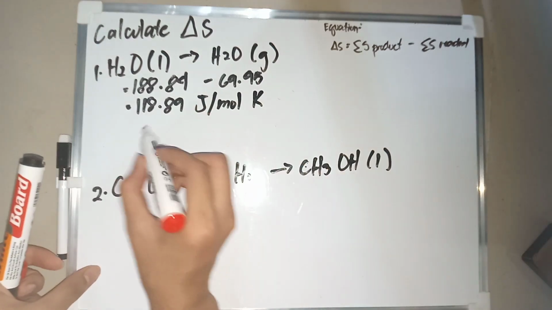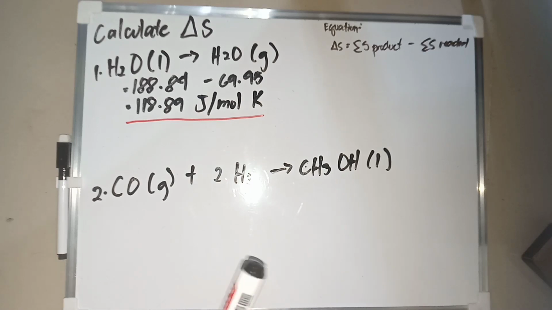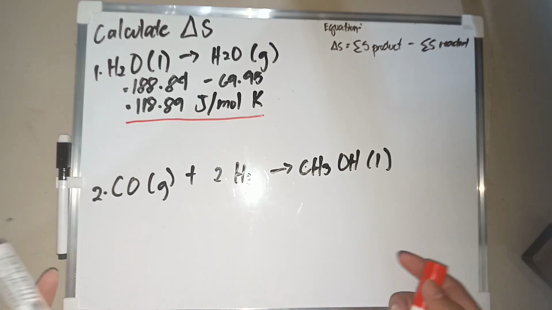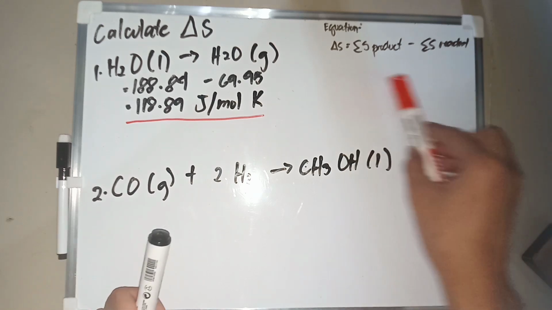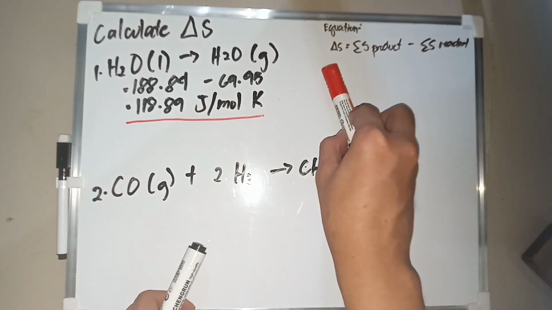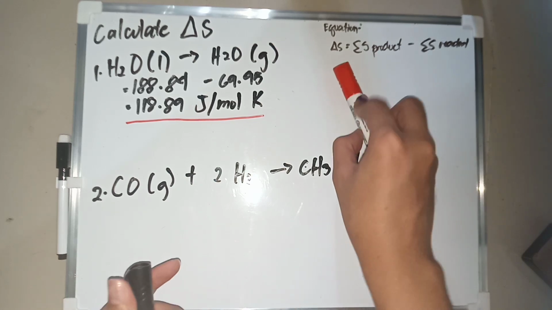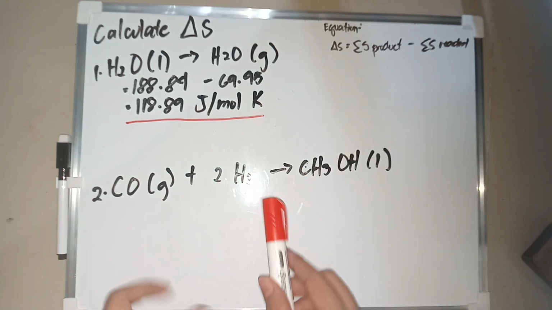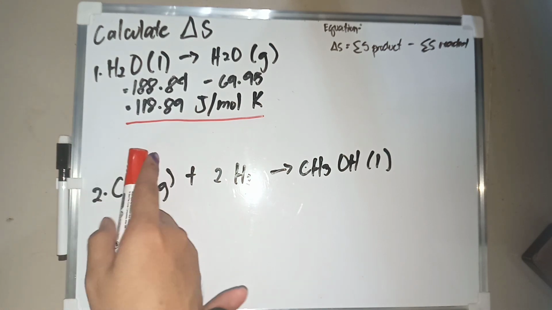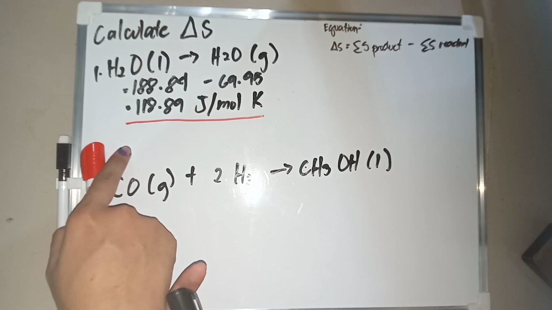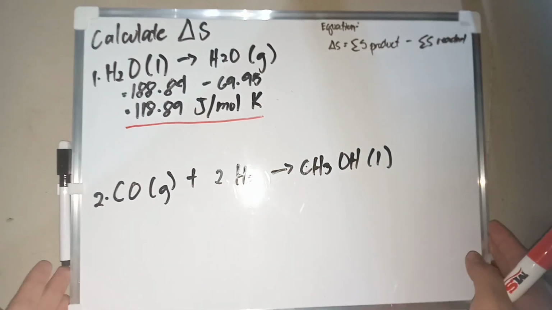This is our sign. So pretty easy. You just get the value on the chart and you use this equation to get the change in entropy. As you can notice, we got a positive, meaning there is an increase in entropy, which matches our prediction earlier.